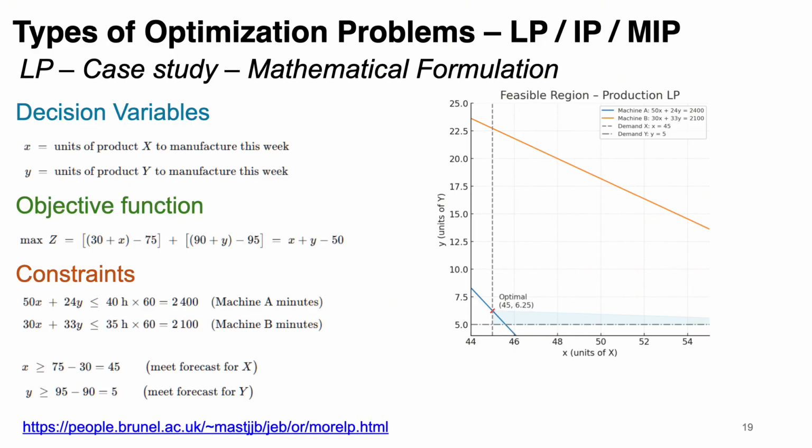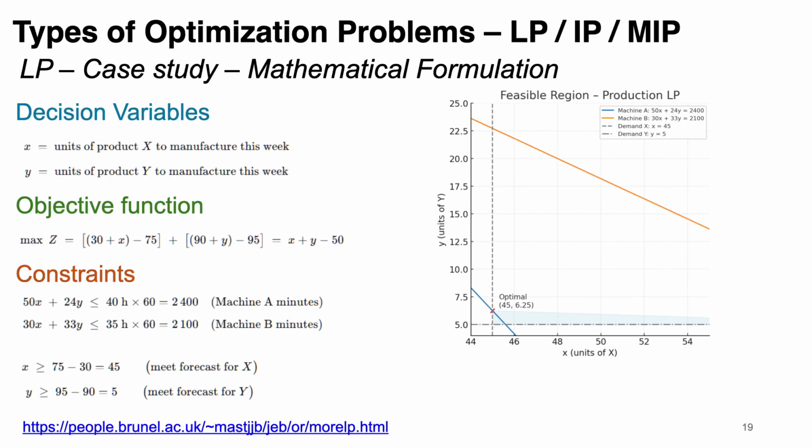Now, let's translate that story into the language of math. First, we define our decision variables. Let make X be the number of units of product X we produce, and make Y be the number of units of product Y we produce. Next, our objective function. We want to maximize our total ending stock. In word form, our objective is to maximize the quantity 30 plus make X plus the quantity 90 plus make Y. Since the 30 and 90 are constants, this is mathematically the same as simply maximizing make X plus make Y.